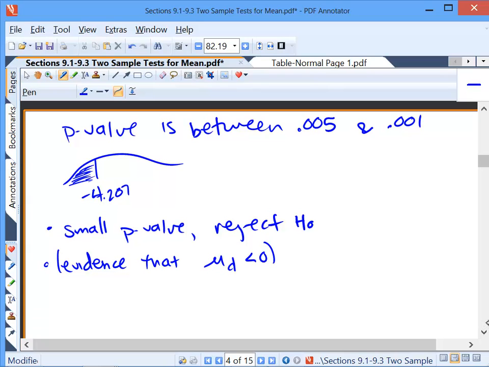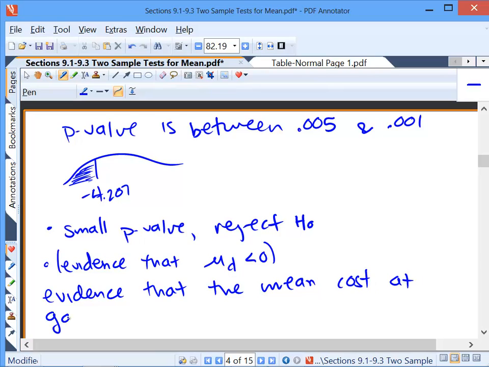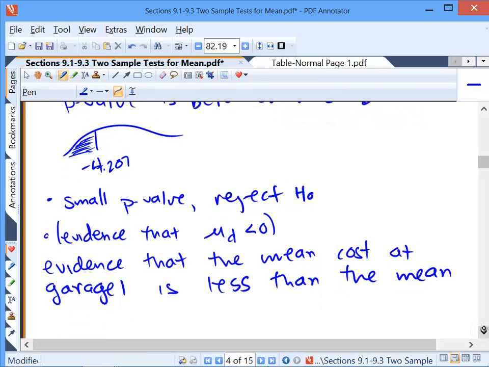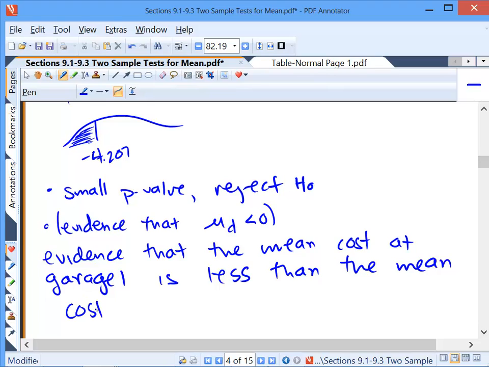Let's now state it a little more in the context. So, evidence that the mean cost at garage 1 is less than the mean cost at garage 2.